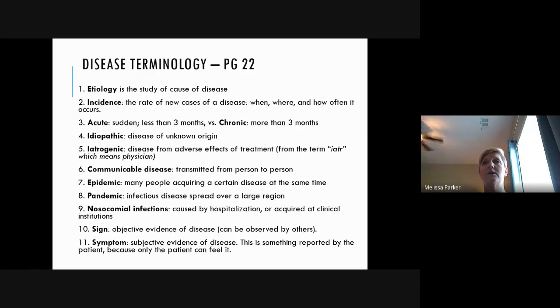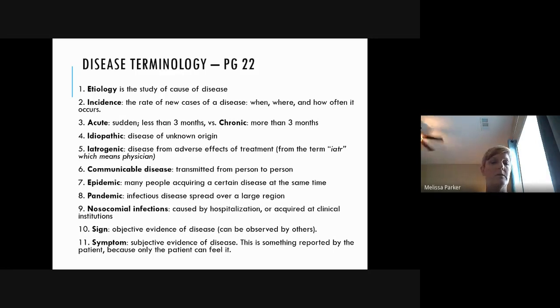Nosocomial infections. So nosocomial infections are caused by hospitalization or they're acquired at a clinical institution. So for example, grandma goes in because she fell and broke her hip at home and she needs surgery. So she goes to the hospital. While in the hospital, grandma develops MRSA, or grandma's taking antibiotics because she has pneumonia and all of a sudden now she has C. diff. She didn't have C. diff or MRSA when she came to the hospital, but she acquired it while she was there. Or they went to the doctor's, didn't have it before, and they acquired it when they were there.